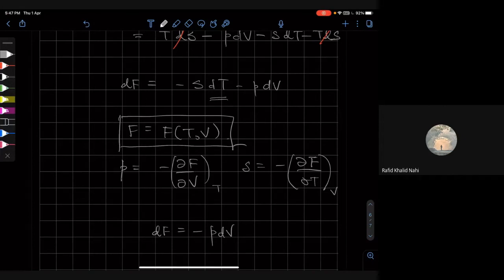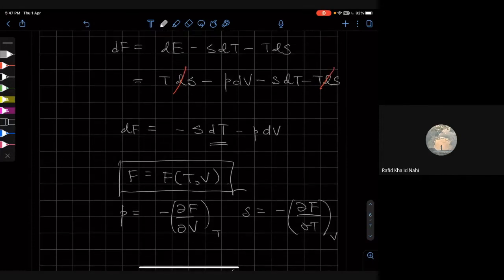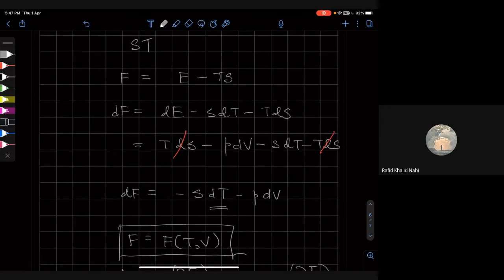So because it's a Legendre transformation. This is a Legendre transformation, and we saw in a tutorial that Legendre transformations are transformations in which you don't lose any information. It's a completely reversible transformation, right?